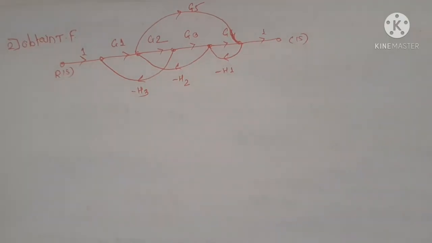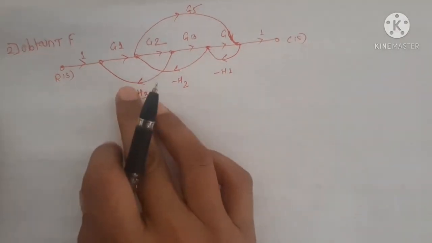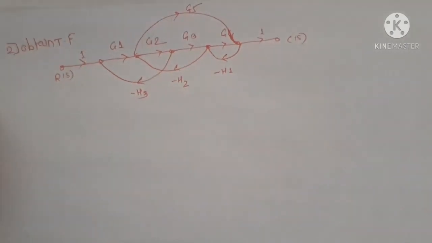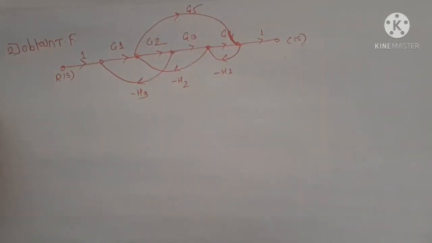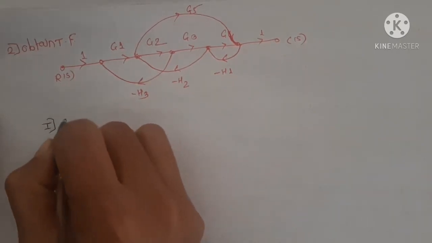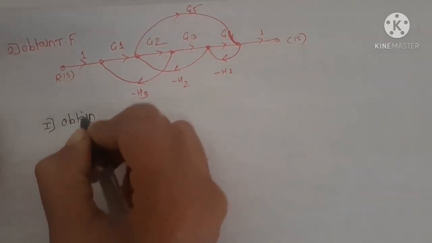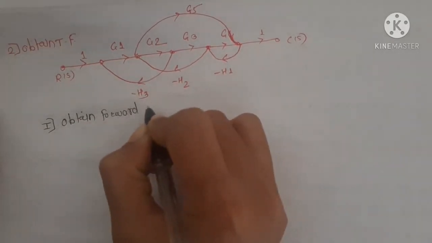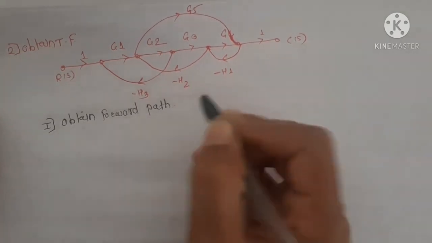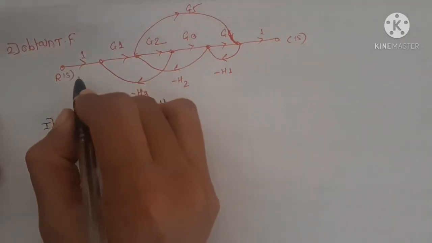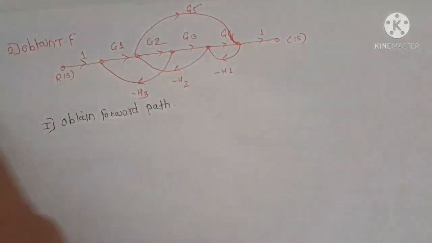So let's see today's problem. One signal flow graph is given, and you have to find the transfer function gain for this signal flow graph using Mason's gain formula. The first step is to obtain all forward paths. In the previous lecture we have already seen the steps. You first have to find the total number of forward paths in this diagram. A forward path is a path starting from the input to the output.